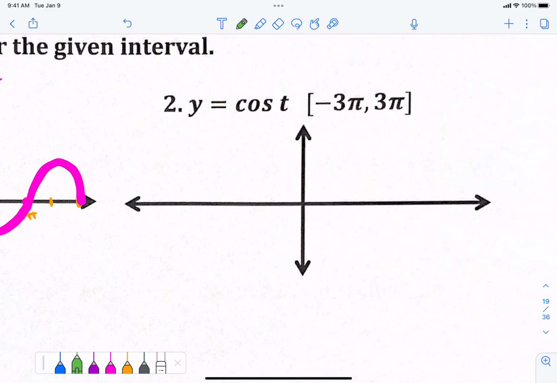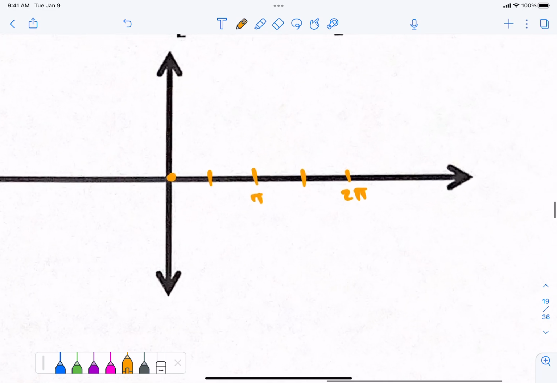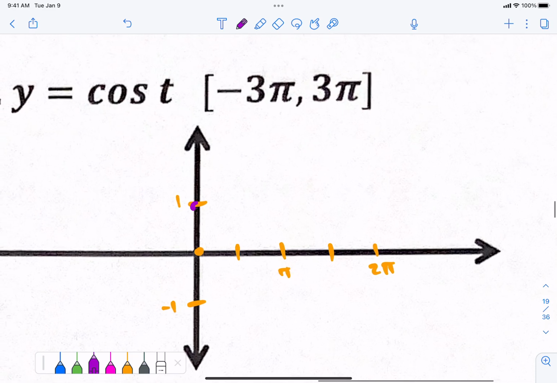Graphing cosine. Cosine, same thing. -3 pi to +3 pi. I'm going to go just from 0 to 2 pi real quick. 2 pi. I've got pi. I've got the middle in the middle. Okay? And he goes up to 1, down to -1. Does he start in the middle or start at pi? Cosine starts at pi. And then he goes down, and then middle, and then up. And then he does one of these.